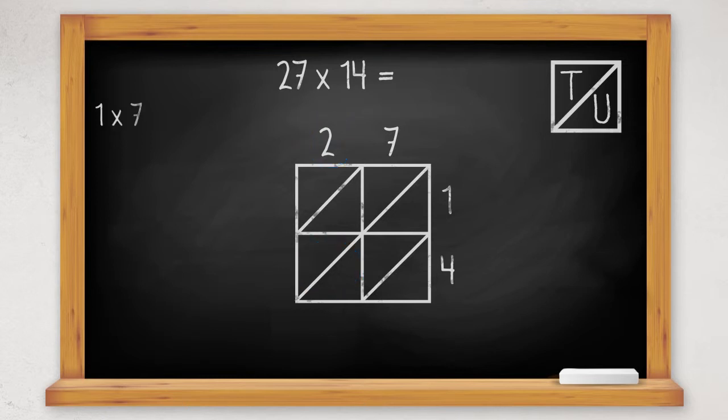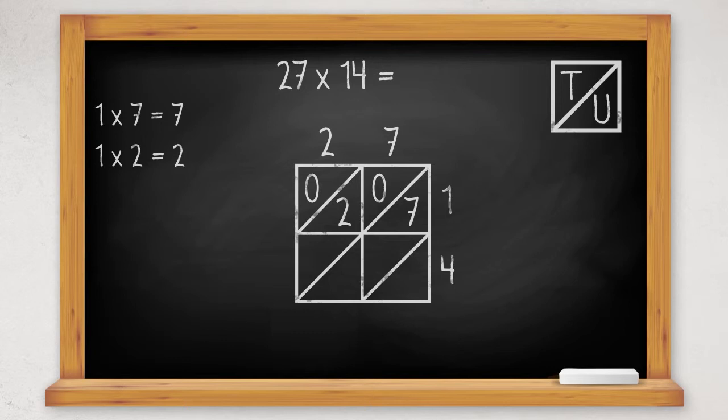So 1 times 7 is 7. There are no tens, it's just no tens and 7 units. So we put the 7 here in the bottom half of the square. If you want to, you can put the 0 in the top bit just to show there are no tens, but also so you don't put any other numbers in by mistake. Now we move on to the 1 times 2, and that's 2. So we put this here in the bottom half. Again, we can put a 0 in the tens half to remind us not to put anything else there.